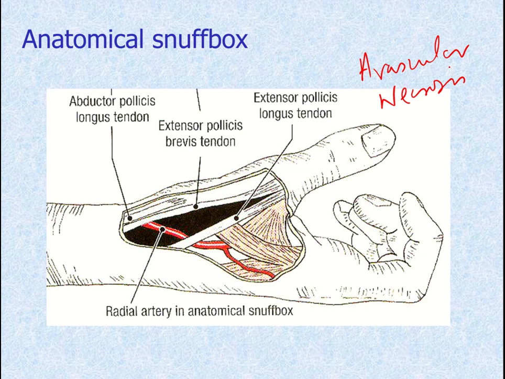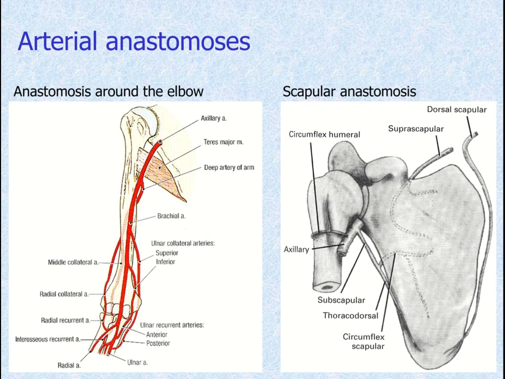So again, you will learn the details later. Then the arterial anastomoses. Now I mentioned the importance of arterial anastomoses. The upper limb is supplied by the axillary artery, and it gives several branches. It has three parts: the first part, second part and third part. Now this is the third part of the axillary artery.